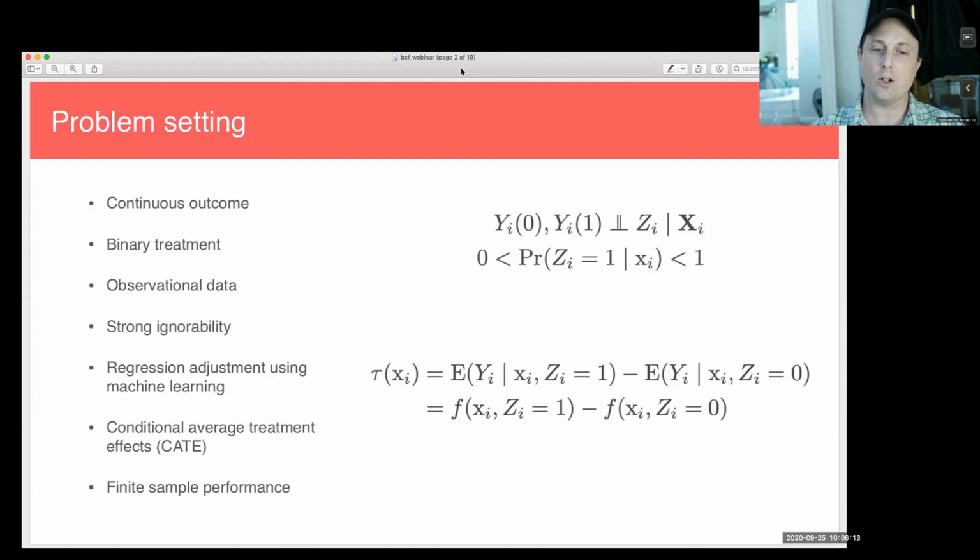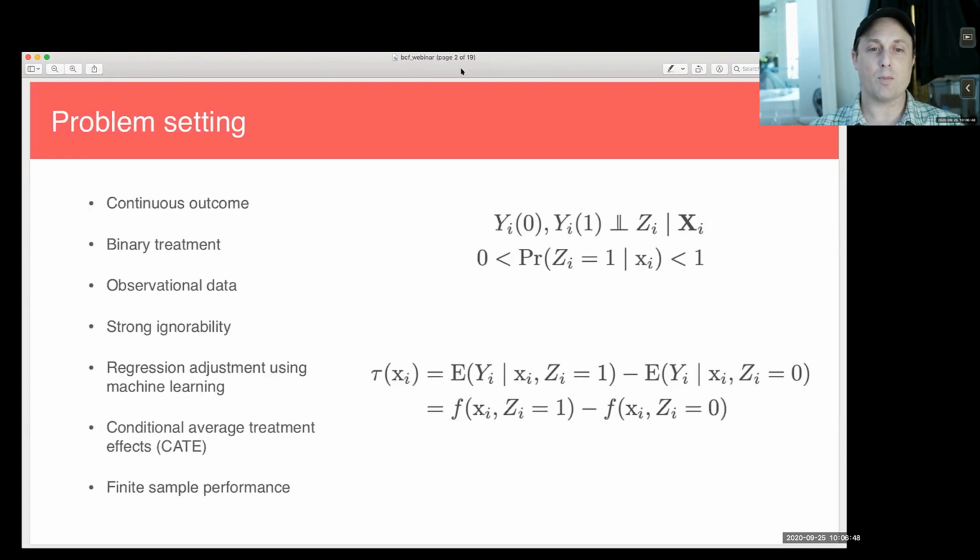So here I just have the notation. Many of you are probably familiar with this, it's old hat. But the idea is that given X, which is what I'm going to use to denote our covariates, our control variables, the potential outcomes are independent of treatment assignment, which I'm denoting by Z. And we're going to assume that we have overlap. So we're going to assume that everybody in our sample, all of those Xi's, have some positive probability of being treated.